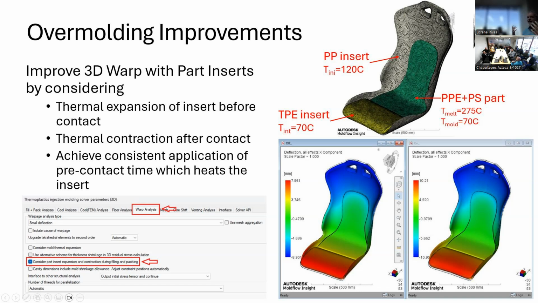Basically, what we're doing now is extending the residual stress model to inserts. So if the insert heats up and cools down, that stress gets built up and captured now in a new warp situation with insert overmolding. This is a first step. This is really for insert overmolding at the moment, not for two-shot overmolding. The next step for us is to include the same mechanisms in two-shot overmolding.